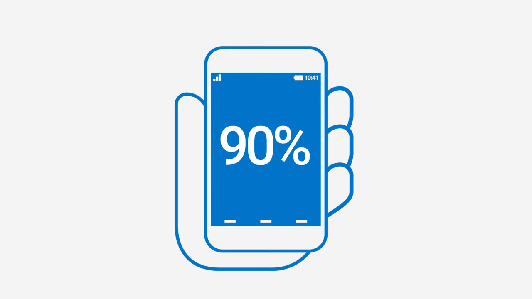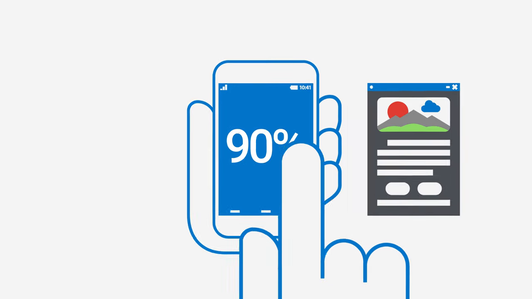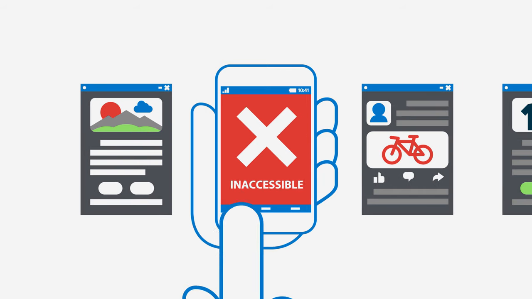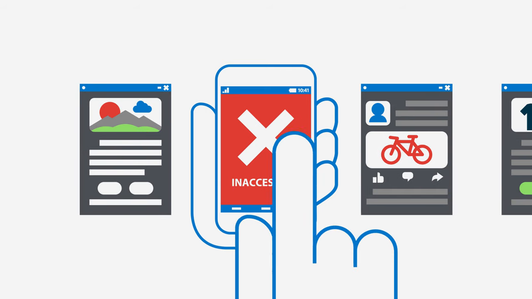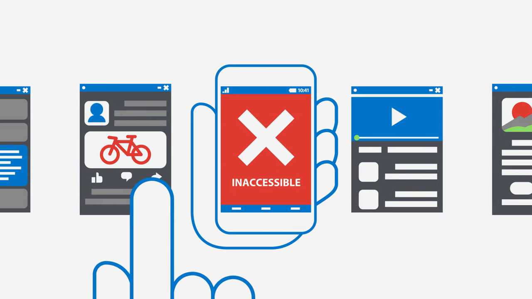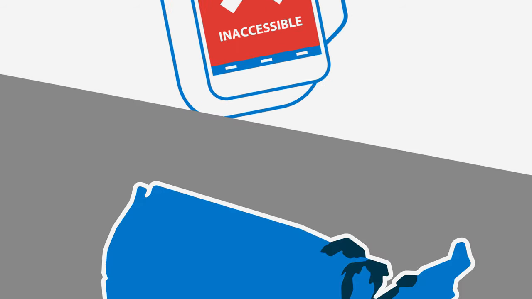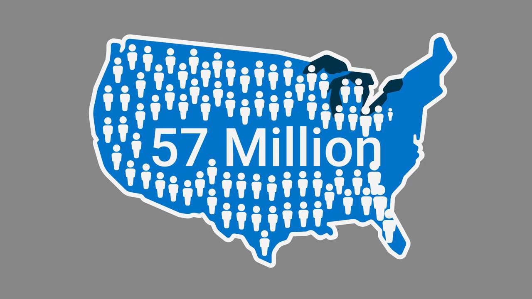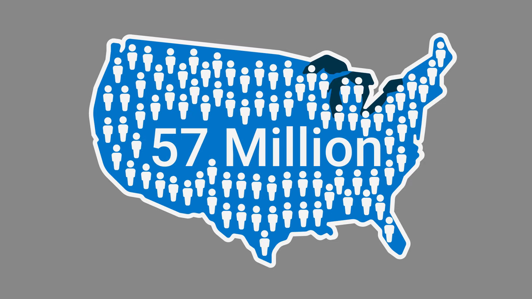Imagine if 90% of the websites or mobile apps you use today locked you out. Everyone else continues to experience the convenience of mobile banking, the connectedness of social media, and the freedom of online shopping. But for you, they're inaccessible. For the 57 million people with disabilities in the United States, this is their everyday experience.